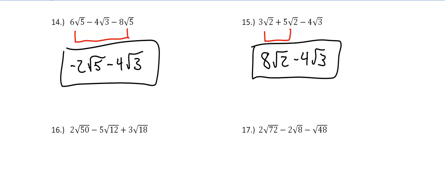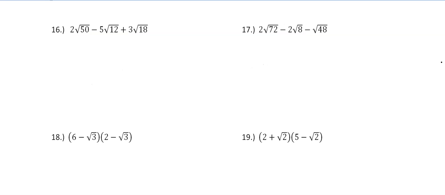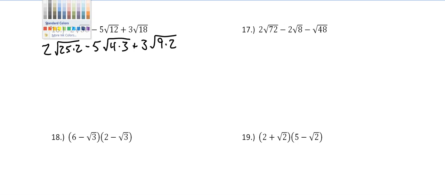In the next one, I don't have any like radical terms yet, but I can simplify each of these radicals, so that's what I want to do. I want to simplify the radicals first to see if I end up with like radical terms. This is why it was important to simplify completely earlier, because if I don't simplify completely, I might miss out on something like radical terms.